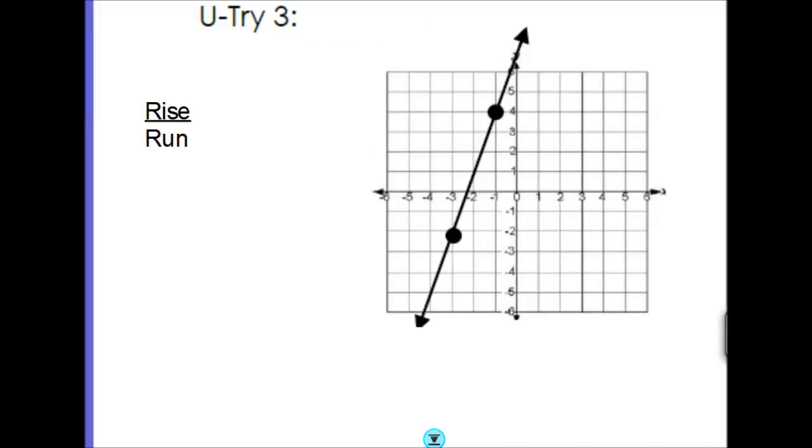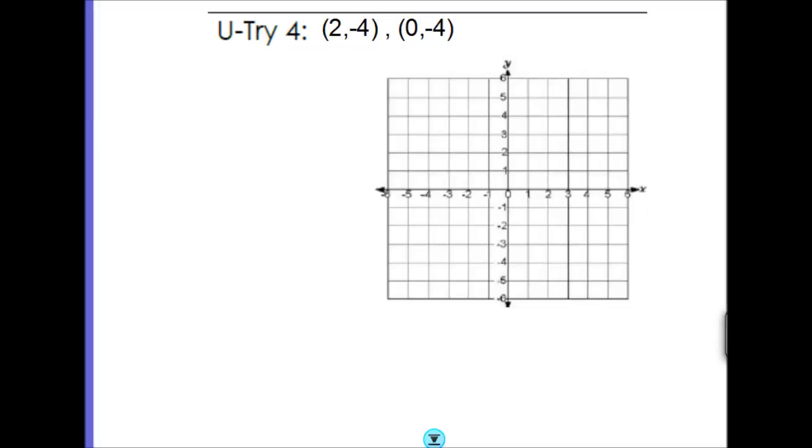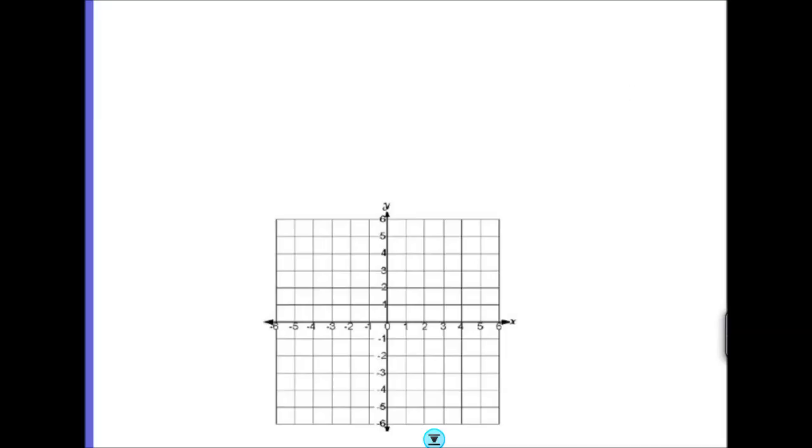Here's try 3. You're going to find the slope by just looking at the graph. Try 4. Use your slope formula and then check it by graphing it on the coordinate plane. Here is the last try. Use your slope formula first, then you can graph.